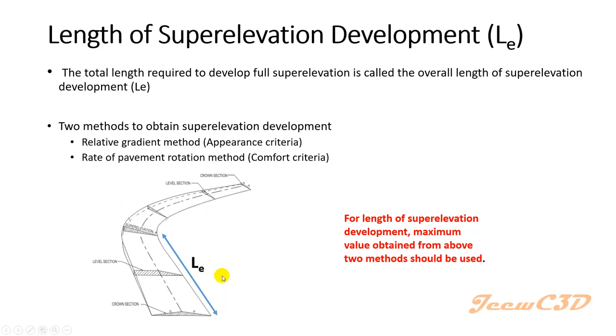This length can be calculated by two methods according to RDA design guidelines. They are the relative gradient method and the rate of pavement rotation method. The relative gradient method is defined by considering the appearance criteria. That means this rotation takes place over some distance. If this distance is very low, the driver sees that within a short length of road the pavement is rotated. In that case, the appearance criteria is not good.